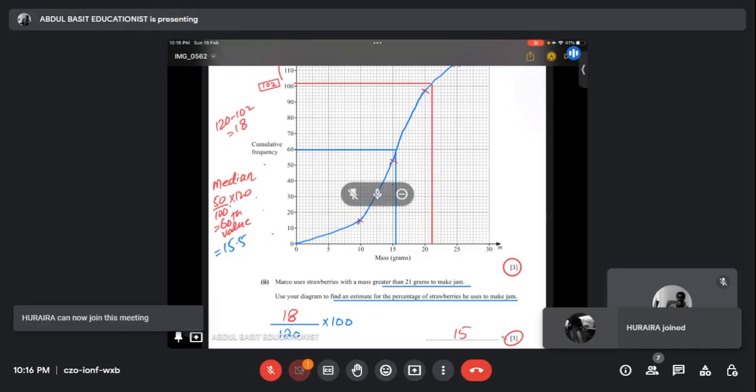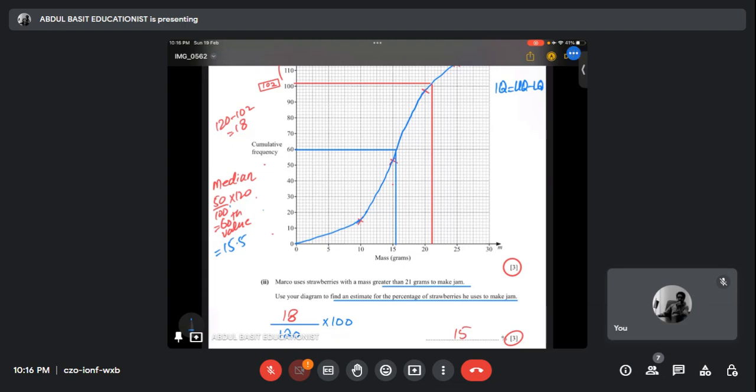Okay, we also have the interquartile range in this question. Interquartile range is upper quartile minus lower quartile. Hurera, I hope you're doing good. Upper quartile is, my dear, 75% of the data. So 75% of 120 is how much? 90th value.